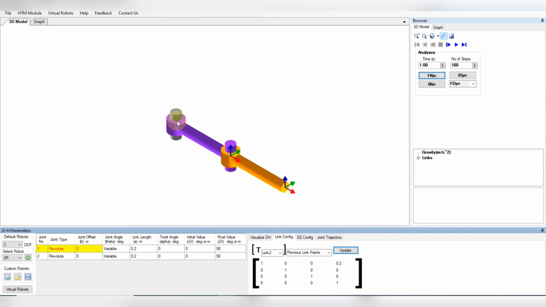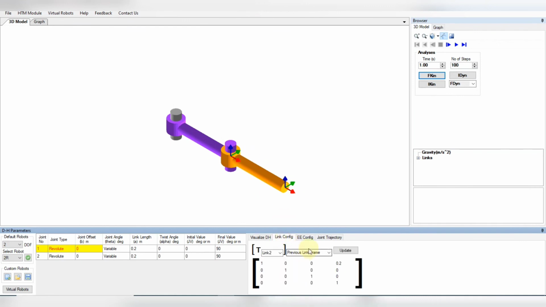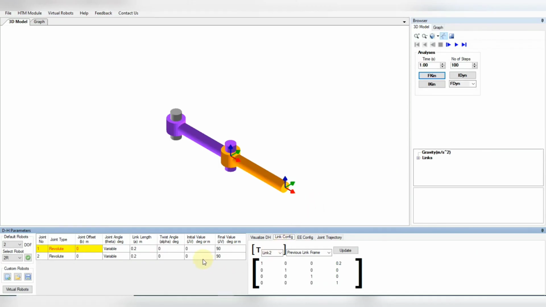Now here you don't have any coordinate. You can visualize this DH parameter also, and you can see the link configuration. So link 2 with respect to the previous frame, we have got these values. As you can see, the rotation of Z is theta 2, the transformation of X has length L2. So again we have these two values.